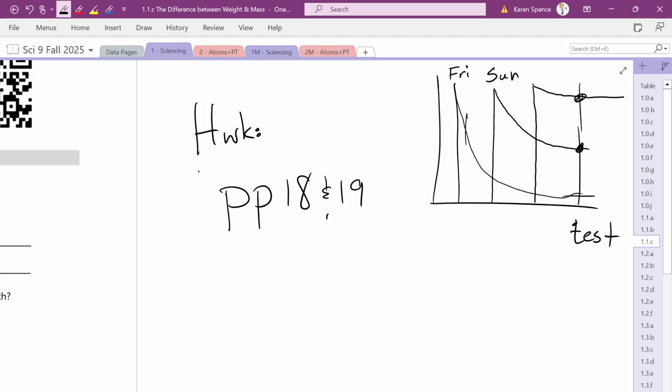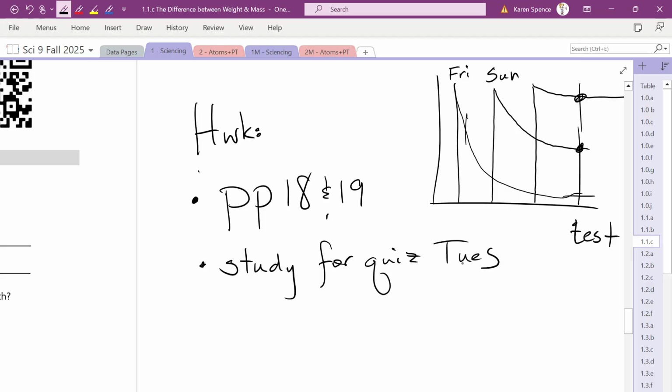So I'm trusting you. And the other thing is I also wanted this weekend to be good for people who were away and needed to get caught up on some of their homework, because they were missing things. So pages 18 and 19, study for your quiz on Tuesday, and get caught up on anything you're missing. If you had anything on your progress report, get caught up.